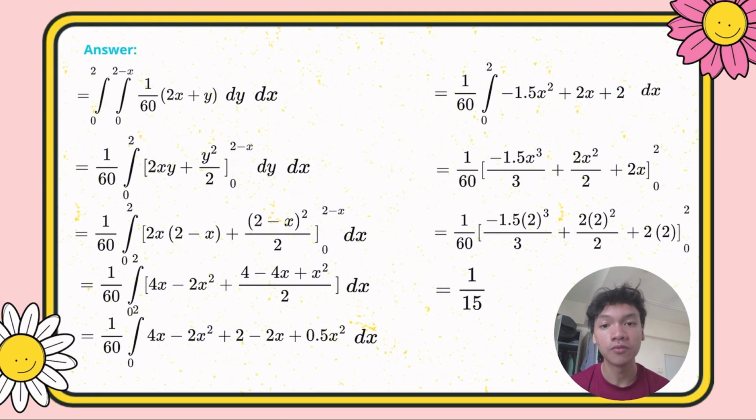Now I'm showing the full calculation for the probability. So we start with the double integral. We put 1/60 to the front, and we integrate 2x plus y with respect to y. And we substitute the limit 0 to 2 minus x. We simplify the expression, and then after we get the answer, we integrate with respect to x as well. We substitute the limit 0 to 2, and we simplify, and the final answer we got is 1/50.